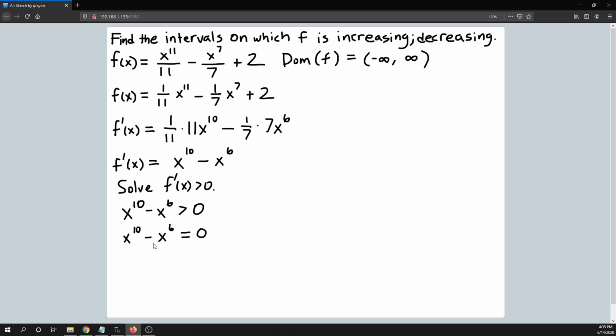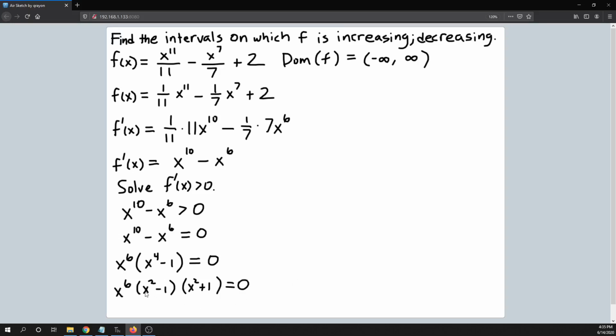The first step in factoring a polynomial is to factor out the greatest common factor. The greatest common factor here is going to be x to the 6th. So when I factor that out, I'm going to get x to the 4th minus 1. All right, and then this is the difference of two squares. So it can be factored like so.